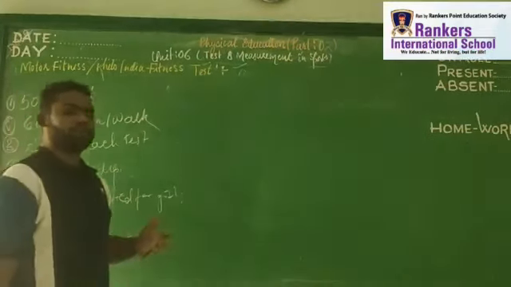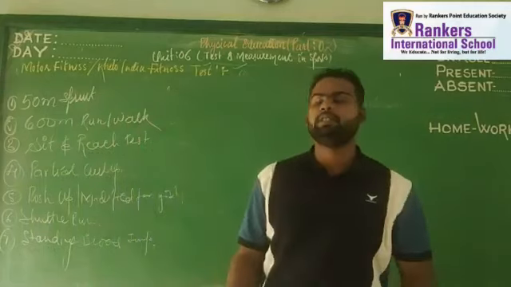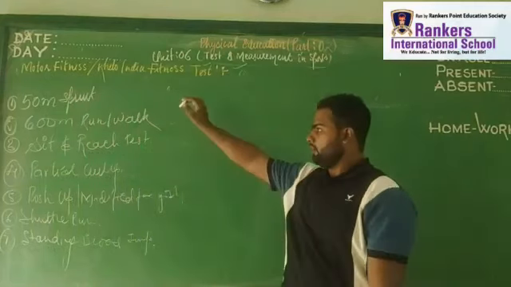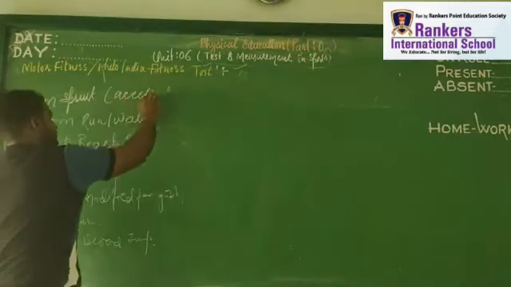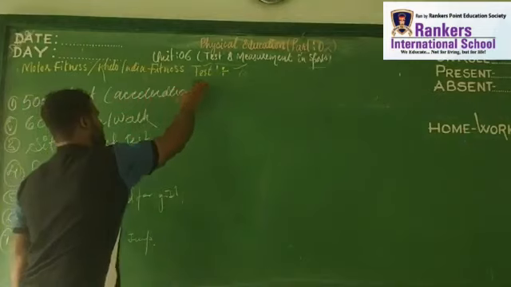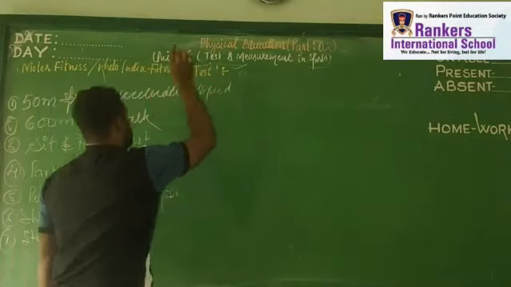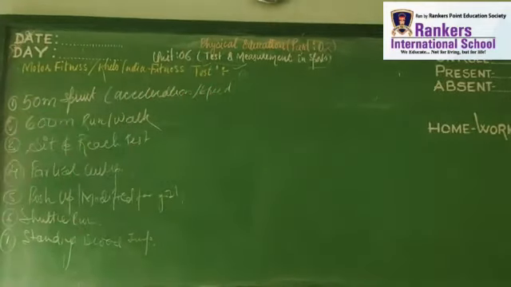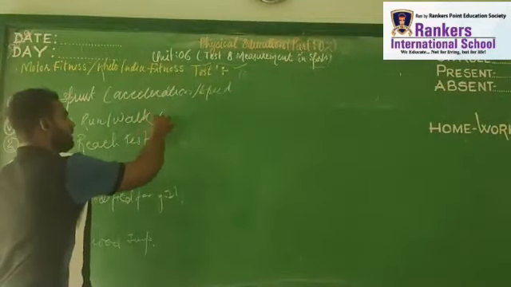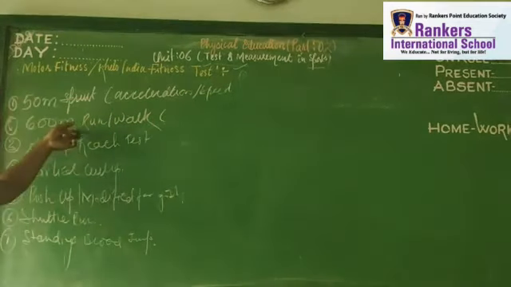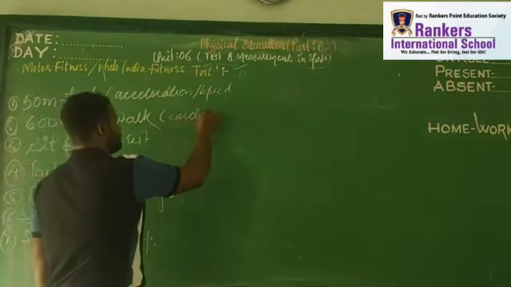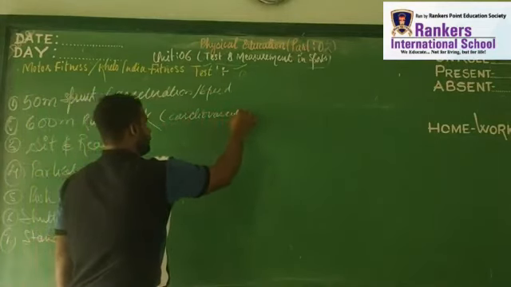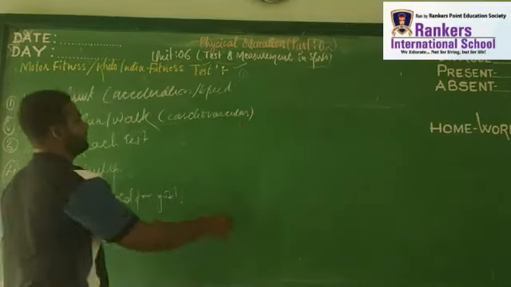First thing is the 50 meter sprint. The 50 meter sprint needs a standing start, and when we start standing, we measure the acceleration and speed. What does it measure? Acceleration and speed of an action. When we talk about the 600 meter run or walk, what does it measure? It measures the individual's cardiovascular endurance.